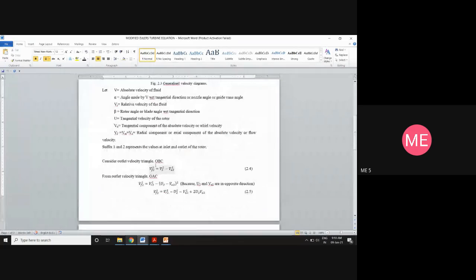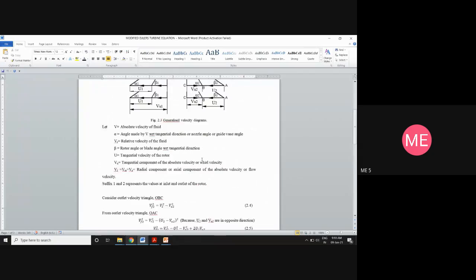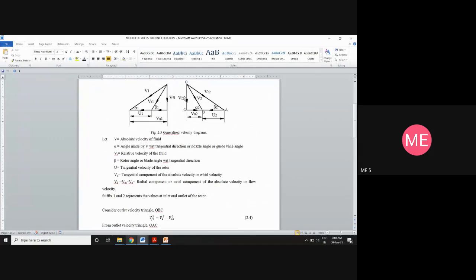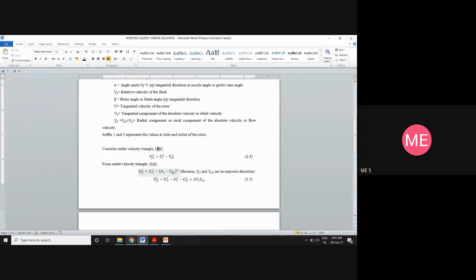See, by considering OBC, VF2 square is equal to V2 square minus VU2 square. You can see VF2 square is equal to V2 square minus VU2 square. Similarly, considering OAC, you can write VF2 square is equal to VR2 square minus (VU2 plus U2) square. Okay, this is the value I have written. After simplifying, I'll get VF2 like this. Let us put this as 2.4 and let us put this as 2.5.